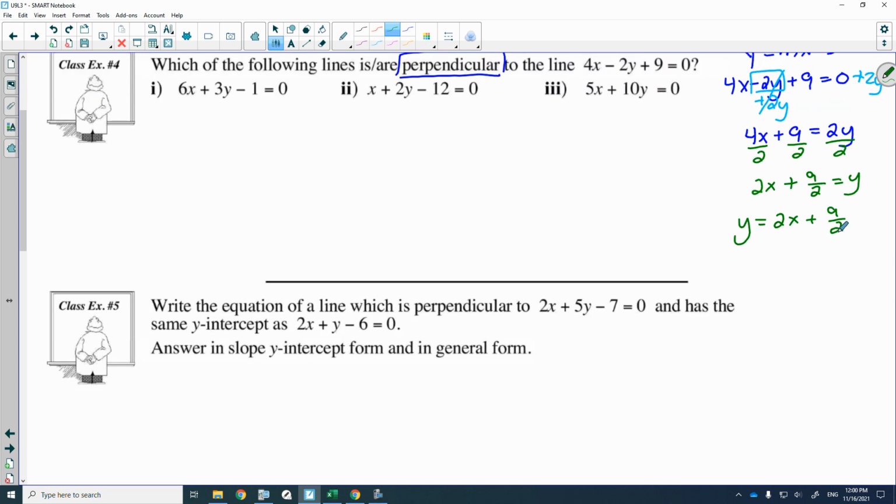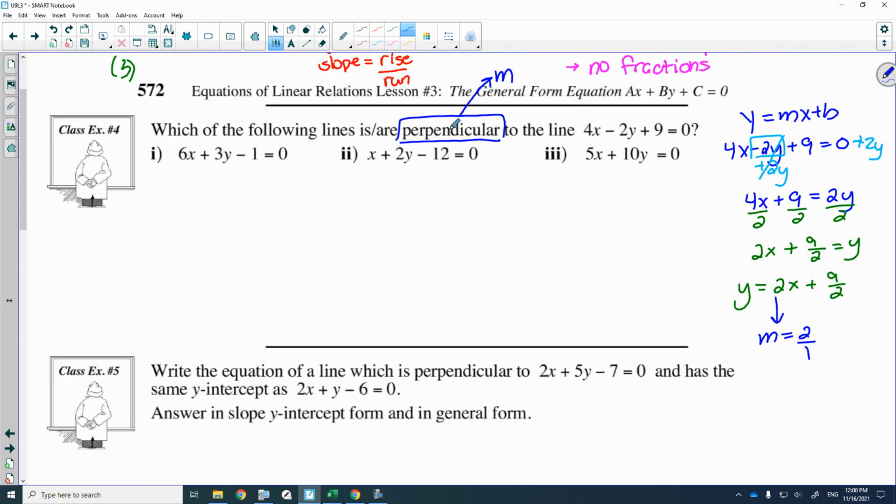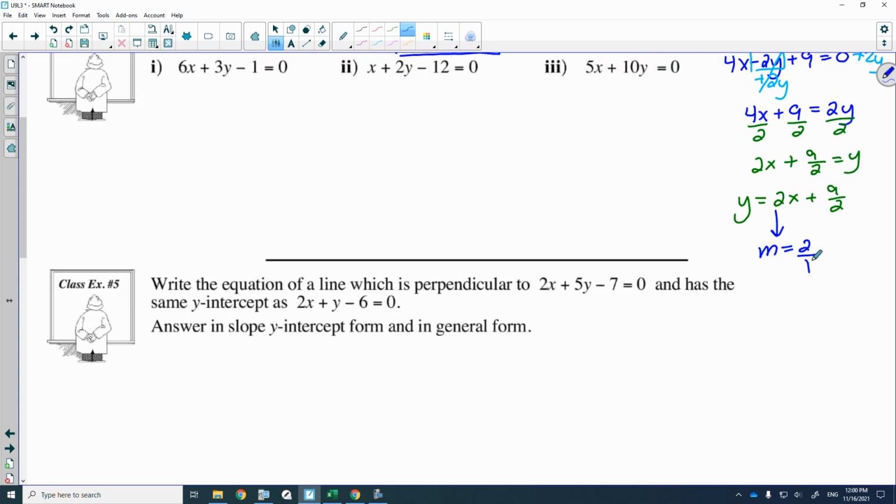So what we need to do is take the slope from here, and this has a slope of 2. And remember, it's 2 over 1. They want to know what is perpendicular to this line. So if this slope is 2 over 1, what would the perpendicular slope be? Any idea? Negative 1 over 2. You reciprocate, and it's the negative inverse. So if this slope is positive, this slope must be negative in order for it to be perpendicular.